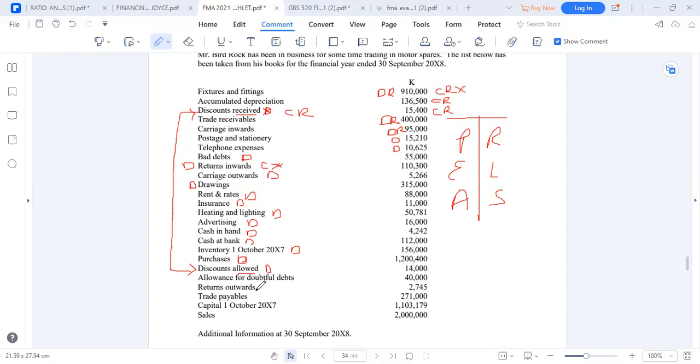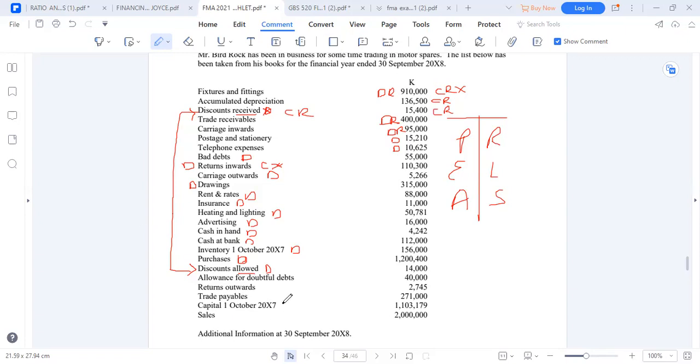Returns outwards? Trade payables? Returns outwards is supposed to be credited. That's like purchases returns. Doubtful debts, debit. And capital? Credit. Capital debit. And returns outwards debit. Capital debit.